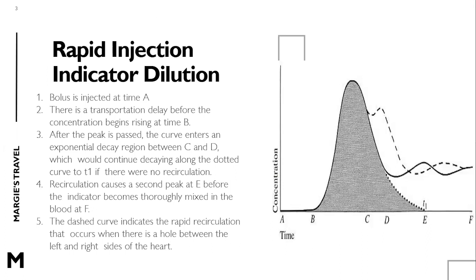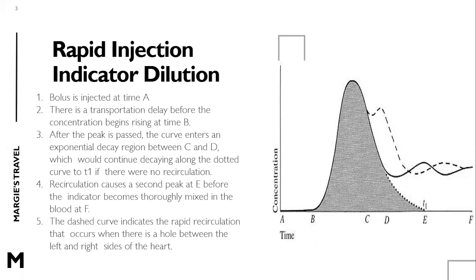Well, in rapid injection indicator dilution, we can see that a bolus is injected at time A, and there is a transportation delay before the concentration begins rising at time B. After the peak passes, the curve enters an exponential decay region between C and D, which would continue decaying along the dotted curve into T1 if there were no recirculation.